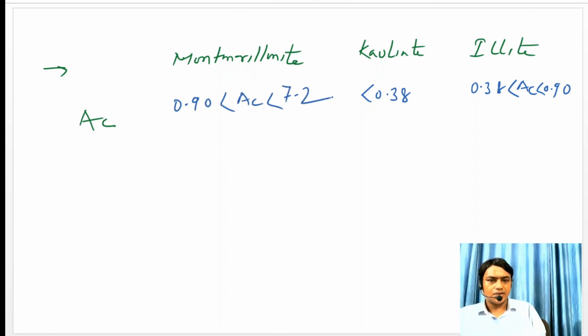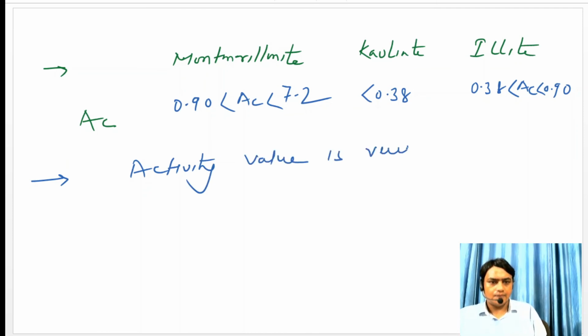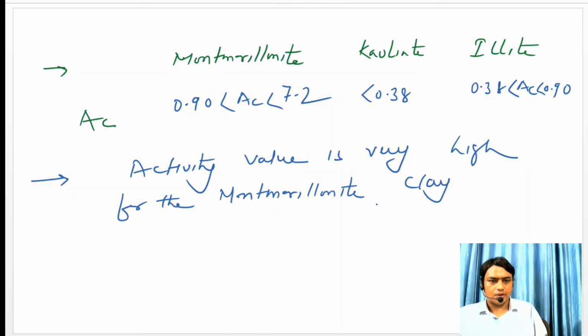So we can see that the activity value is very high for the montmorillonite clay mineral. That's why the soil which has montmorillonite mineral has very high swelling and shrinkage and very high change in volume of the soil.